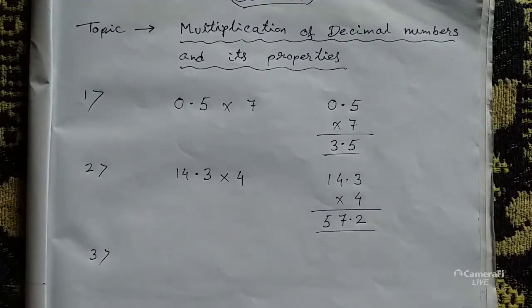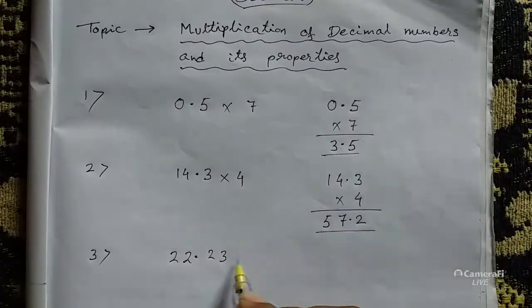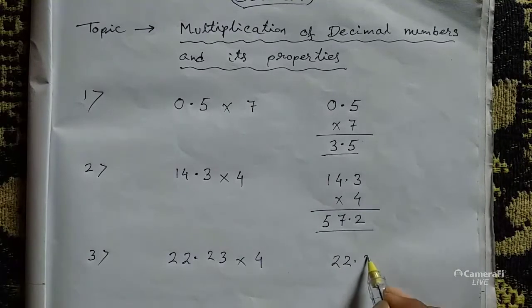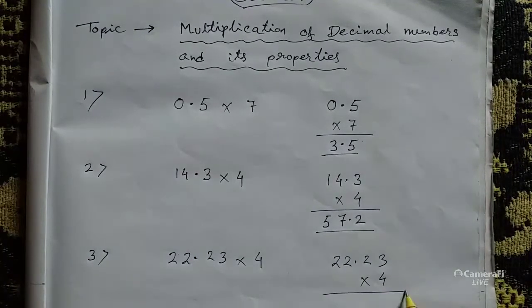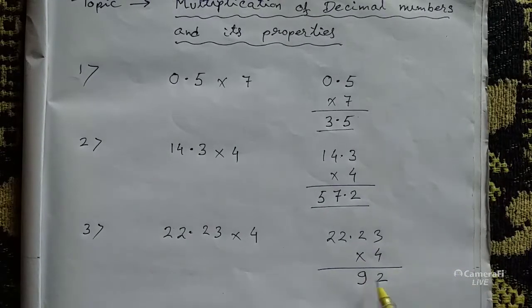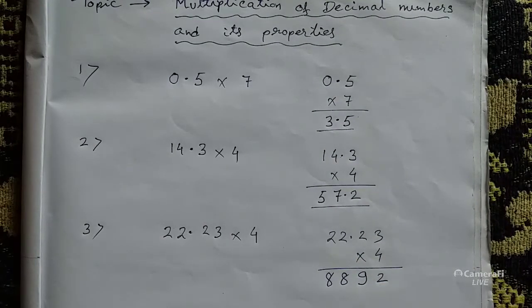Number 3. 22.23 we have to multiply, suppose, by 4. So 22.23 multiply by 4. Let us multiply. Just forget the decimal. 4 times 3 is 12, 2, 1 carry. 4 times 2 is 8 plus 1, 9. 4 times 2 is 8, 4 times 2 is 8. Now put the decimal after 2 digits from the right side. So 1 digit, 2 digits, here will be the decimal. 88.92.